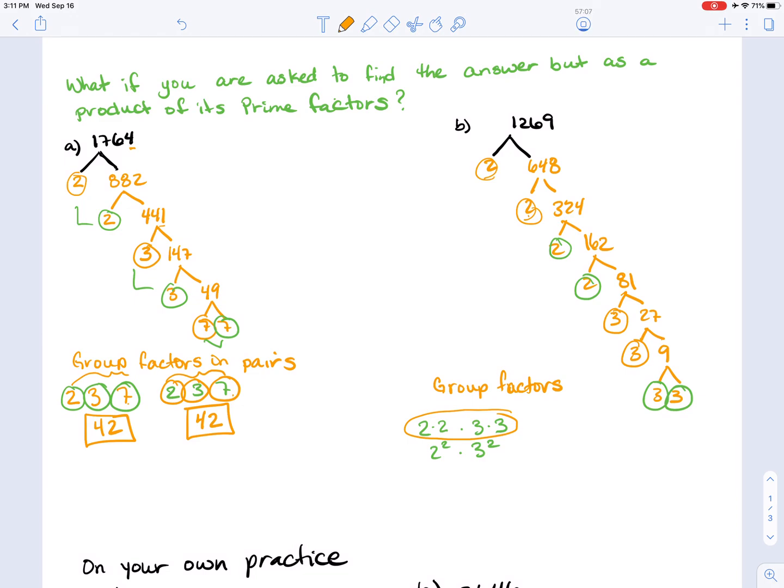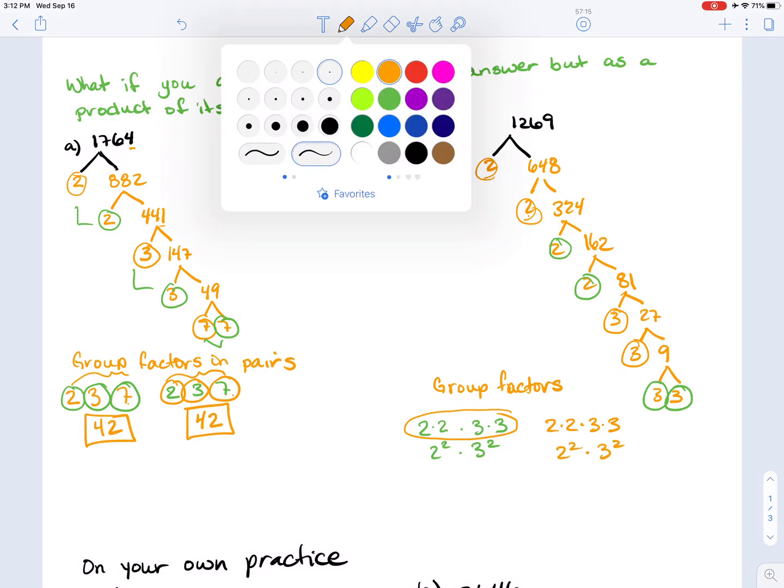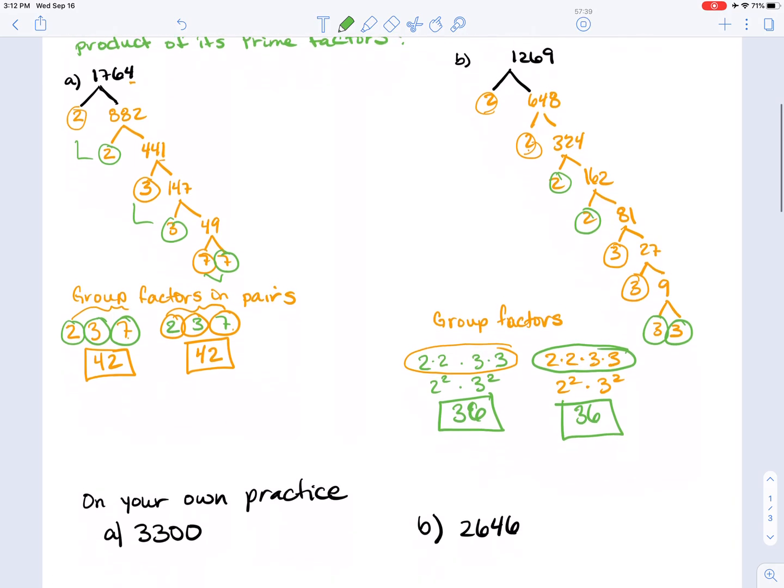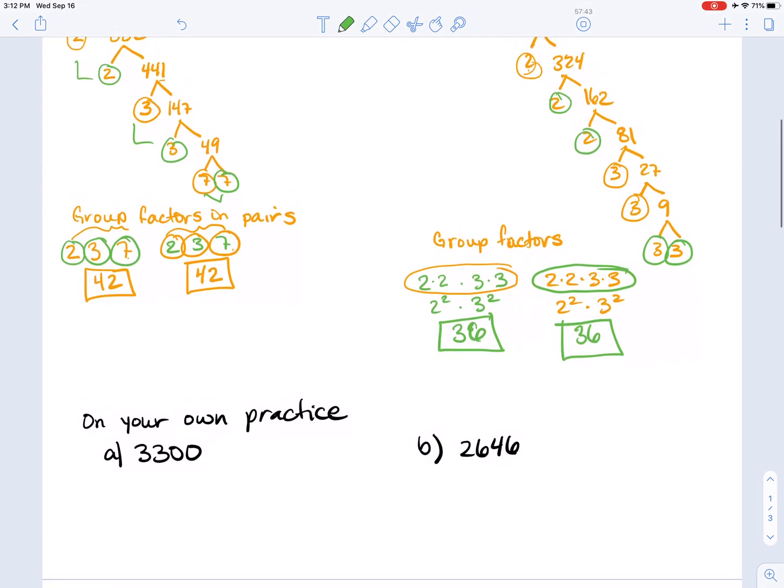So now let's look at my second grouping. It's 2 times 2 times 3 times 3, or 2 squared times 3 squared for my second grouping. And of course, those each equal 4 times 9, which is 36, which we found through the calculator is the square root of 1296.